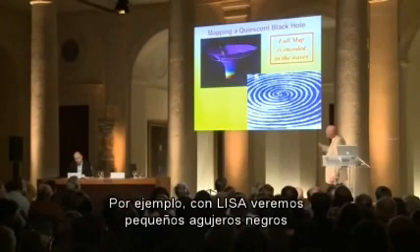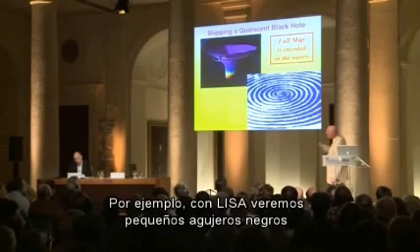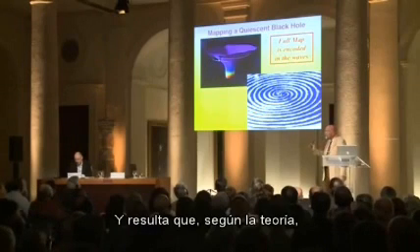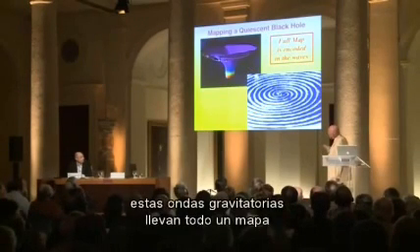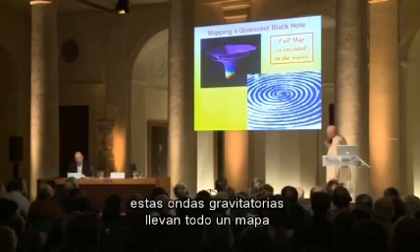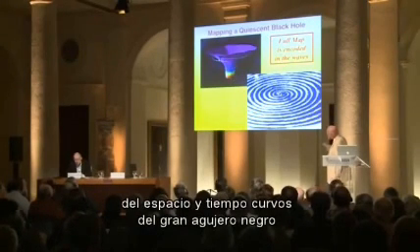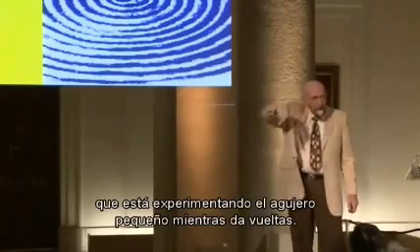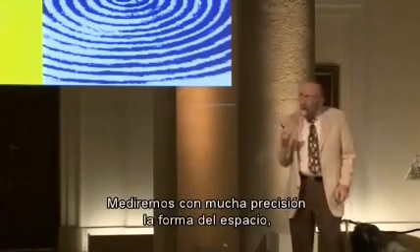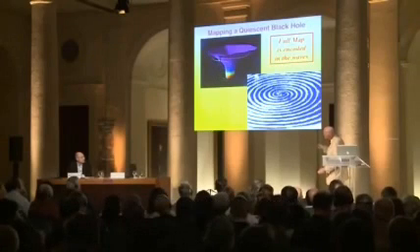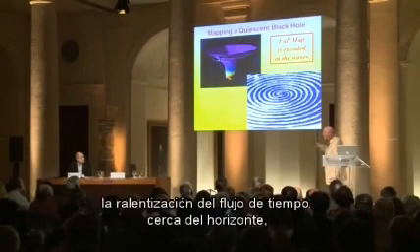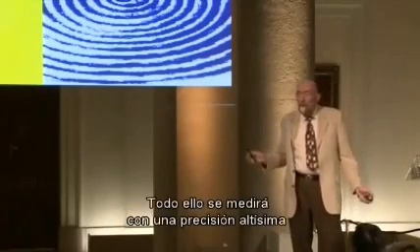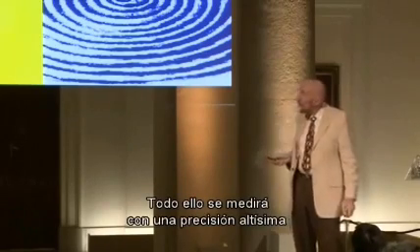For example, with LISA, we will watch a small black hole orbit around a large black hole, gradually spiraling in. And it turns out that, according to theory, the gravitational waves from this carry a full map of the warped space-time of the big black hole that the small black hole is experiencing as it goes around and around. So we will measure with very high precision the shape of space, the slowing of the flow of time as you near the horizon, the whirling motion of space due to the spin of the black hole. These will all be measured with exquisitely high precision with LISA.